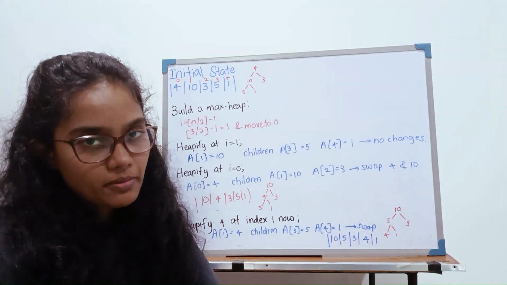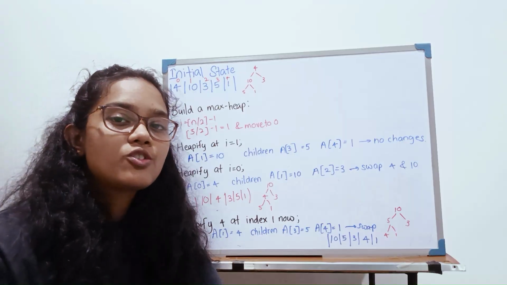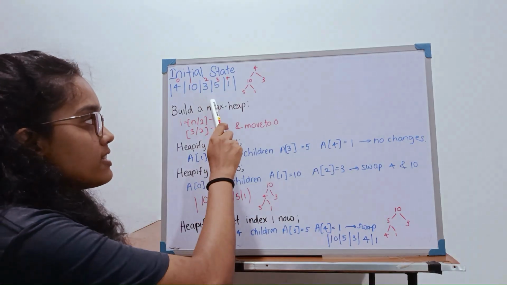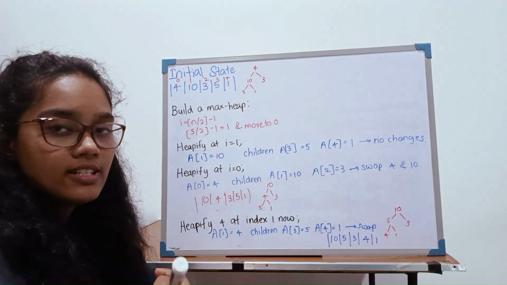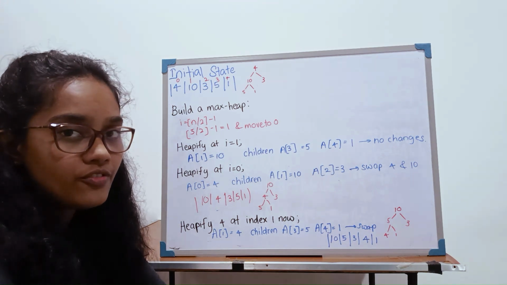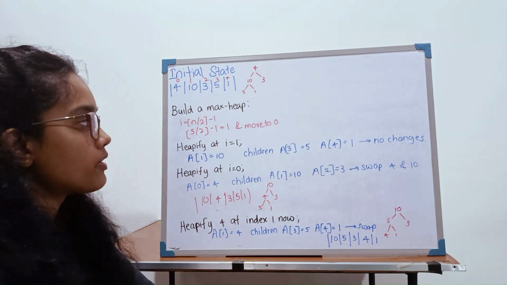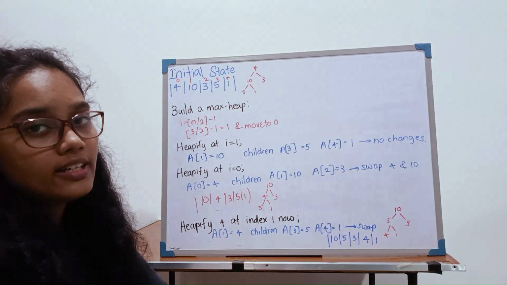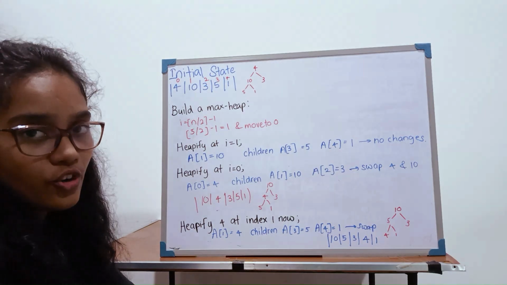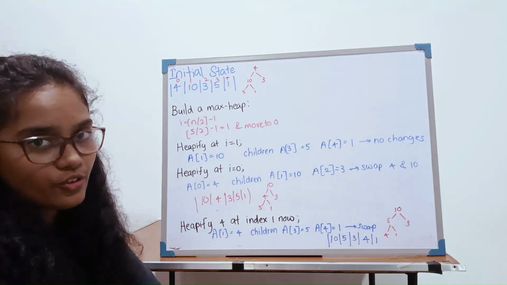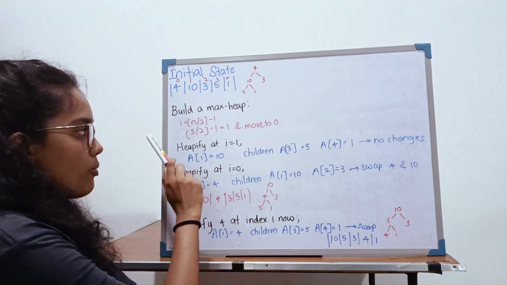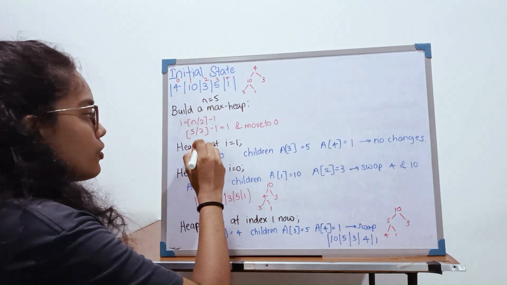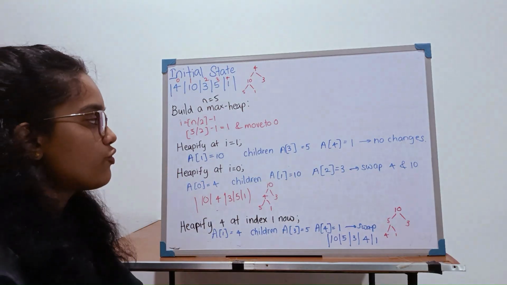Since we have looked at the code implementation of the heap sort, now let's look at an example. Suppose we want to sort this array in ascending order. Since we are sorting in ascending order, we need to build a max heap. So we have to convert this array into a max heap starting from the last non-leaf node. To find the last non-leaf node, we are using this formula. N equals 5 here. So our last non-leaf node is 1.